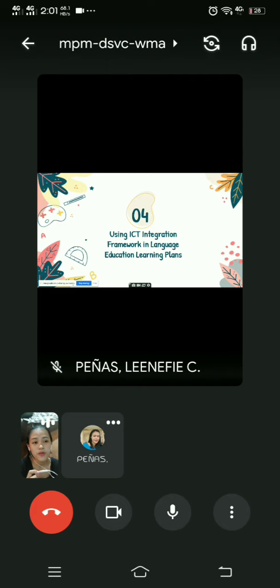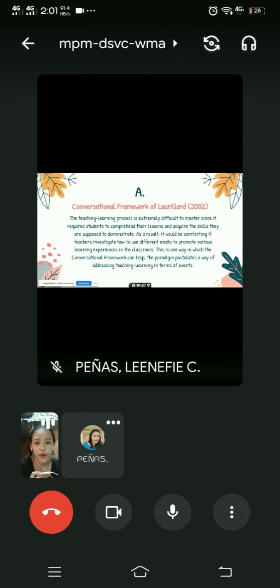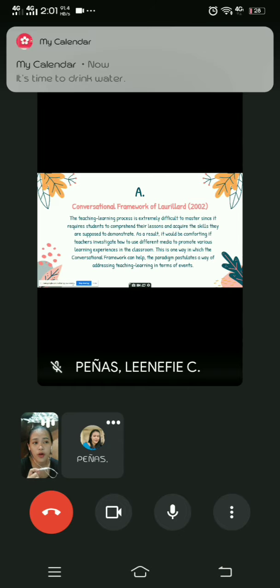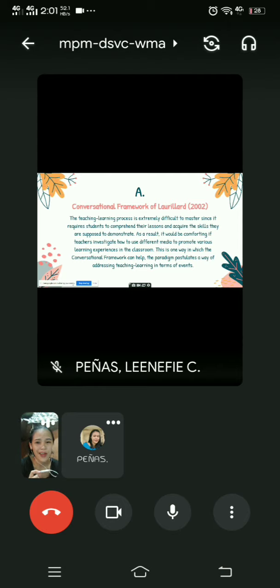So now let's move to the using ICT integration framework in language education learning plans. The first framework we have is the conversational framework of Laurillard, 2002.